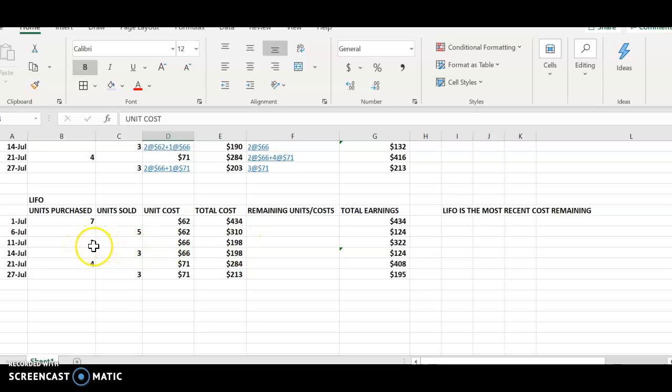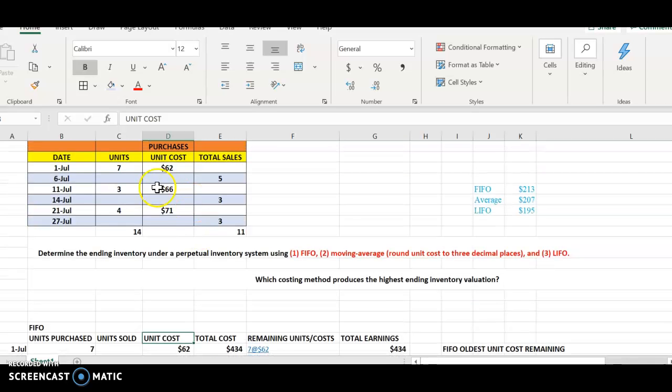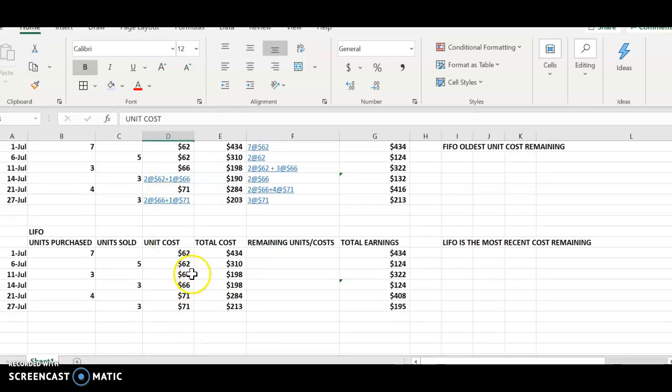July 11th, we purchased 3 units at the price of $66 according to this instruction. So if we multiply that, that will give us 198. And so total earnings is 124 and since we purchased, we will have to add 198. So that will give us 322, the total earnings or the ending inventory.